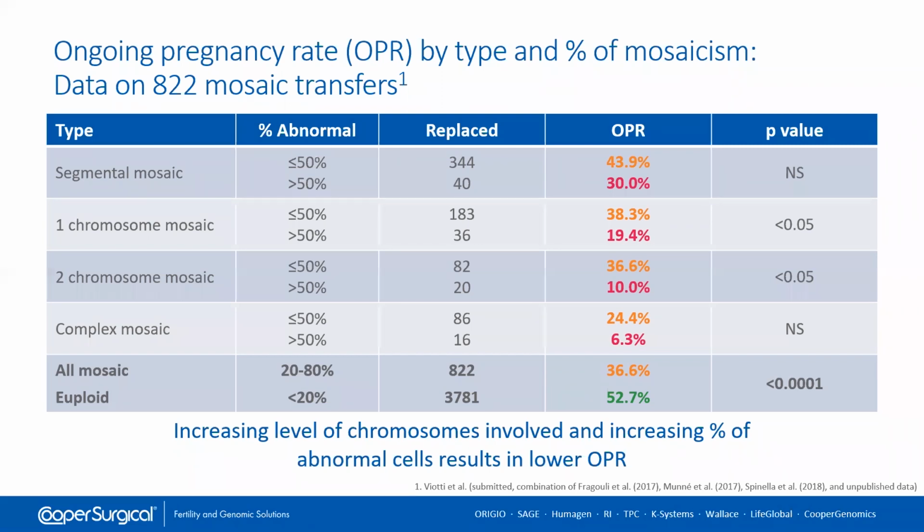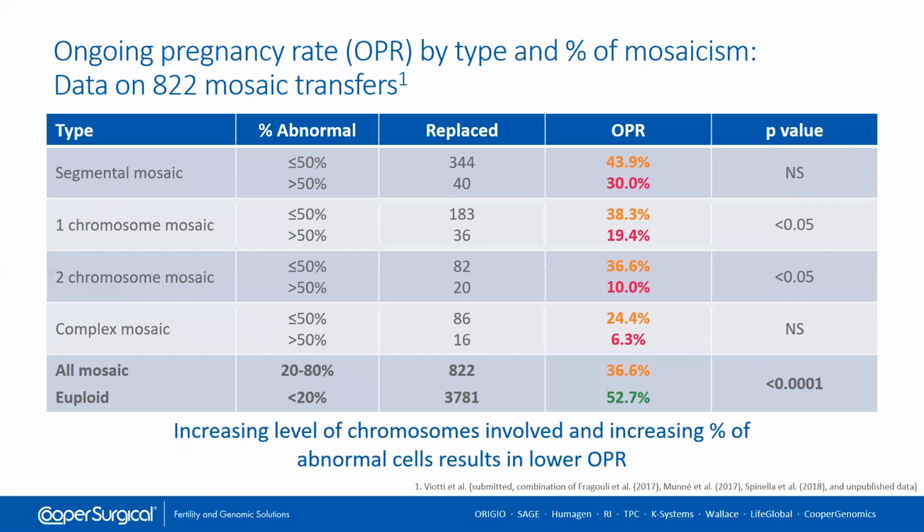Then they looked at single chromosome mosaic, 2 chromosome mosaic, complex chromosome mosaic. And what it showed in every case is the more mosaic load you have, the worse the outcome, to the point of showing significance. So this was again an indication, even at this level, that we really need to be looking at the amount of mosaicism and how many chromosomes are affected by mosaicism to start counseling patients accordingly, so that we can get their proper consent for these transfers.